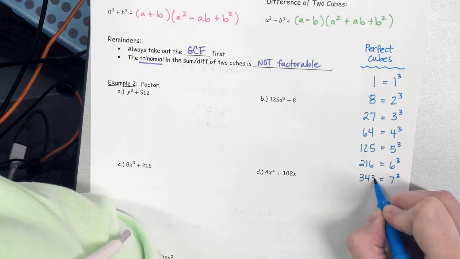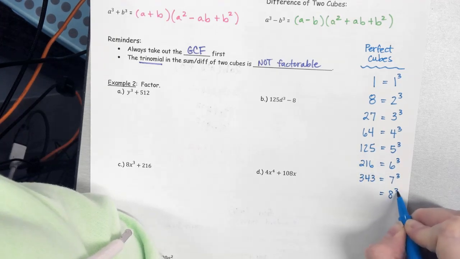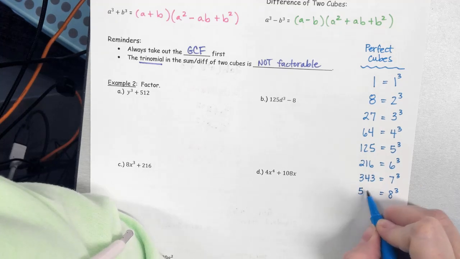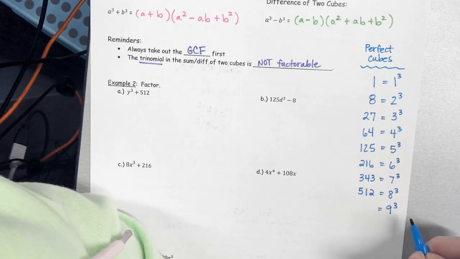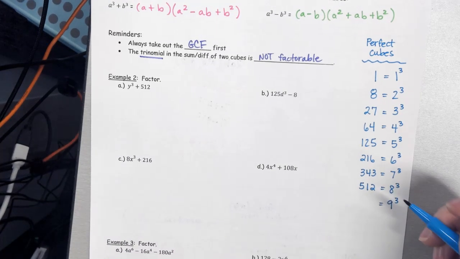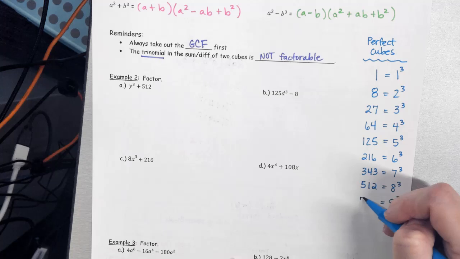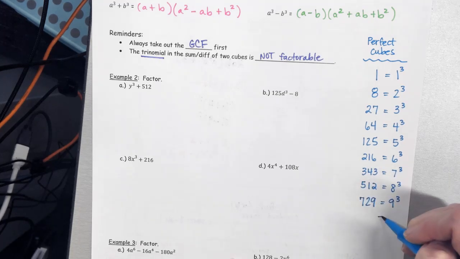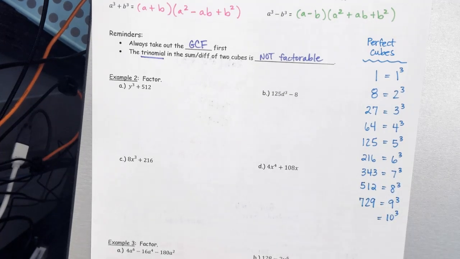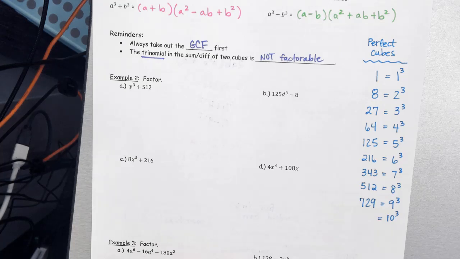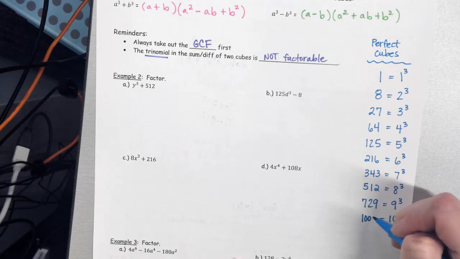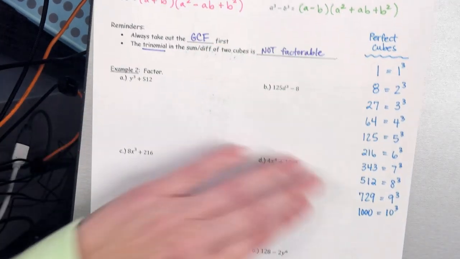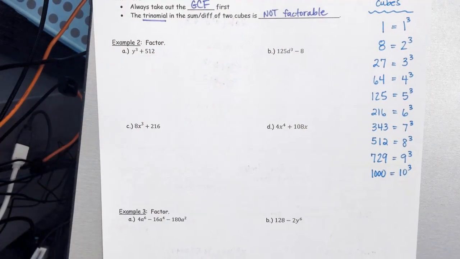343, yeah. Honestly, it's really okay if you don't know these because you're going to use this as a reference. 729. Now 10 cubed we should know because it's just 10 times 10 times 10, so you just have your 1 and then your 3 zeros. So you can use this list to help you.